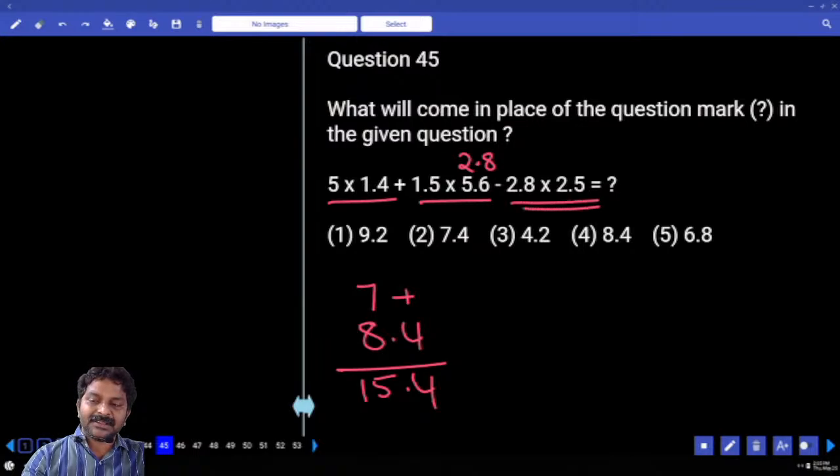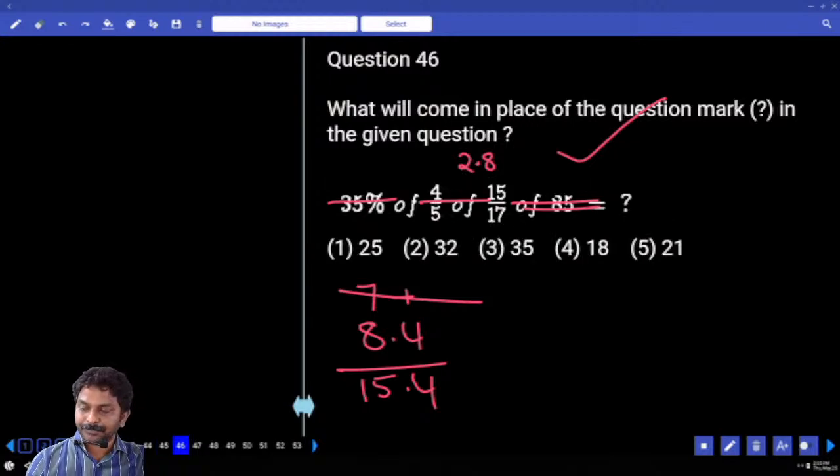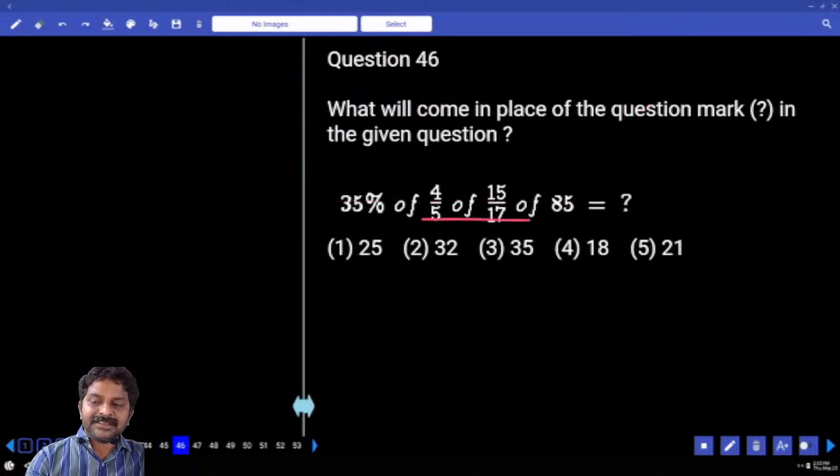From that we have to subtract this number. 2.5 can we write it as 10 by 4? 2.8 10 times is 28 by 4, 7. 7 gets cancelled. Plus 7 minus 7. Answer 8.4. 5 17s 85 gets cancelled. 4 into 15.